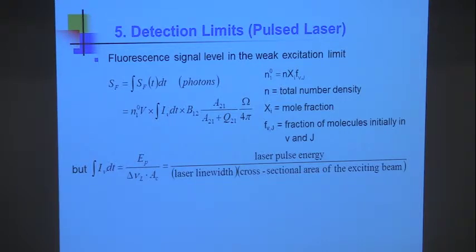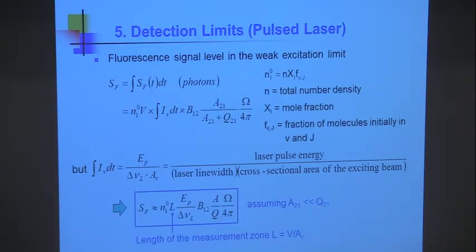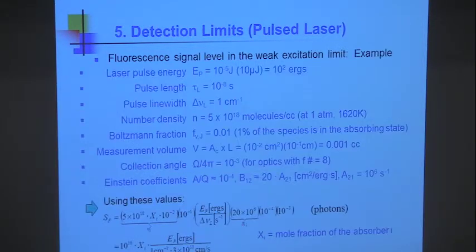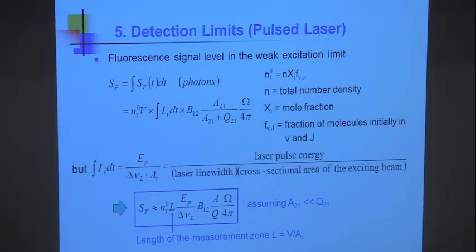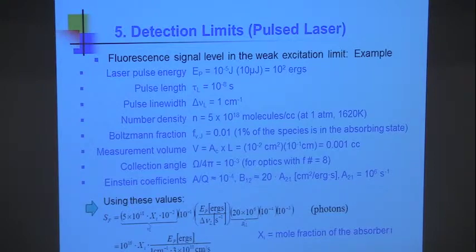You can write this now in terms of the pulse energy. And when I do this, in the weak excitation limit, I see that the fluorescent signal, written in terms of the pulse energy and the laser line width and the number density of absorbers and the path length and so on, doing the whole thing. When I do this, put in some numbers, now I'm saying, well, let's put in 10 microjoules. That's a pretty small number. 10 microjoules, that's going to put me in the weak limit. Pulse length of 10 nanoseconds, laser line width, put in some numbers.